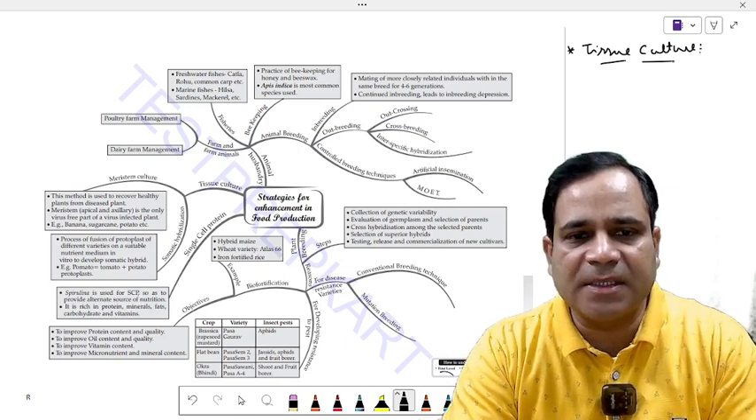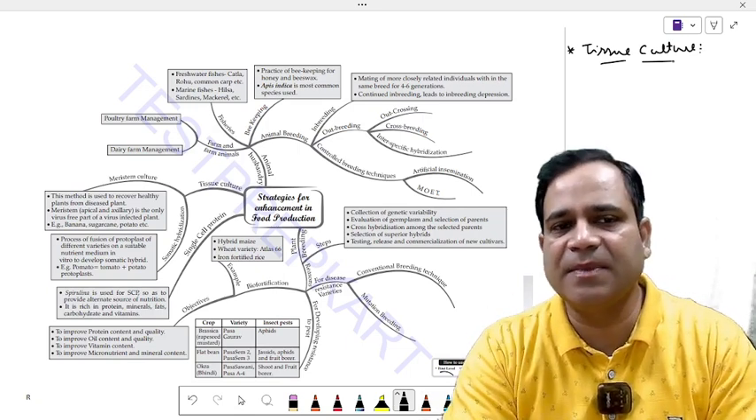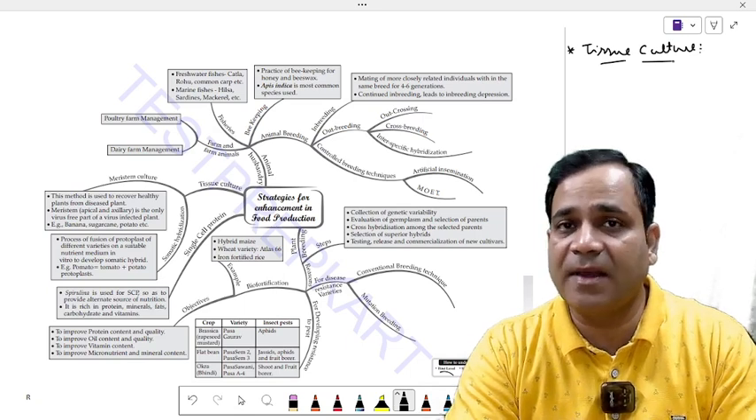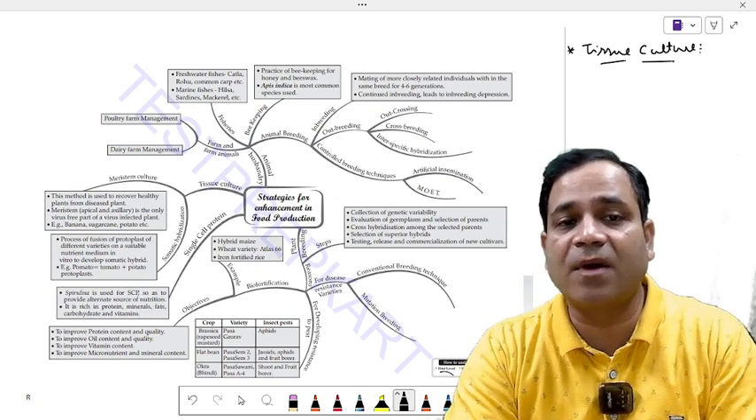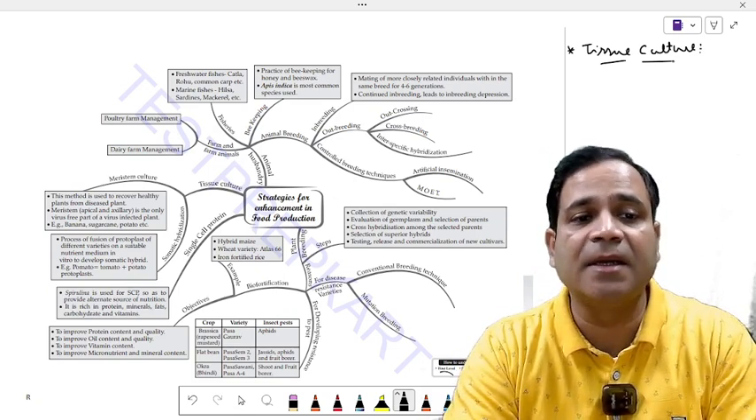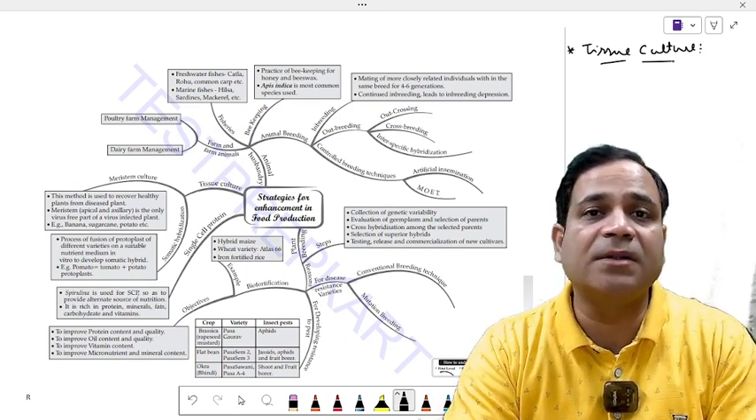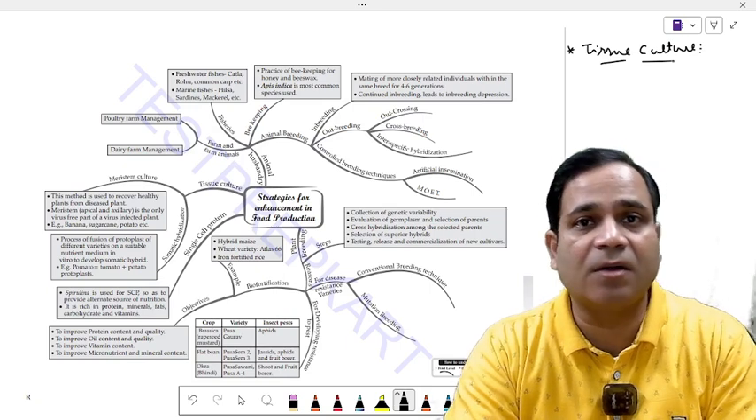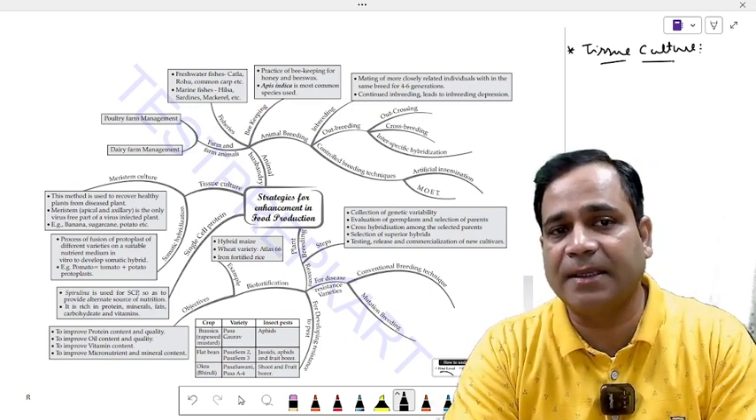So first of all, what do you mean by tissue culture in meristem culture? In this method we recover healthy plants from diseased plants. How is it possible, sir? Is it possible to recover healthy plants from diseased plants? Yes, definitely. But how is the process performed to obtain healthy plants from a diseased plant?